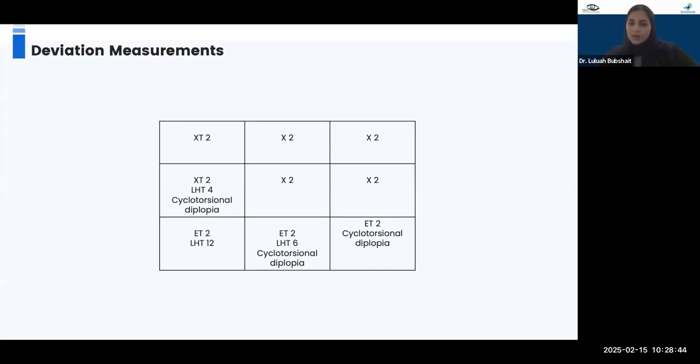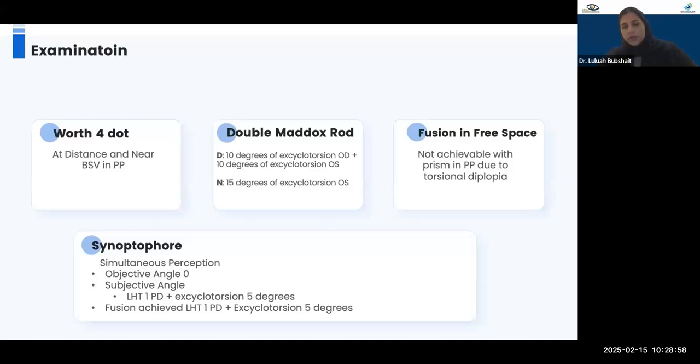In down gaze also she had an ET of 2, left hypertropia of 6 and cyclotorsion diplopia. And as well in the right gaze, in the down and right, she had a left hypertropia of 12. So we did a more detailed examination to know the problem.